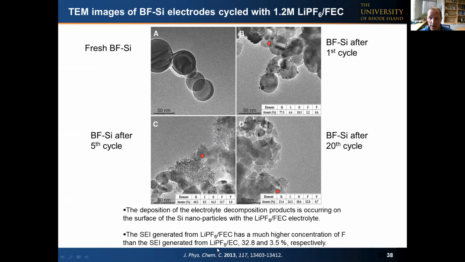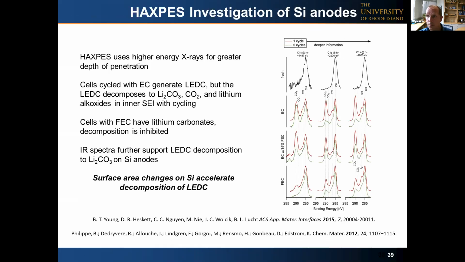It's also important to recognize that the SEI generated with LiPF6 and FEC has a much higher concentration of fluorine, about 32%, almost 33%, compared to EC at 3.5%. And as I said, many of these nanostructured species in the surface film are consistent with nanostructured lithium fluoride.